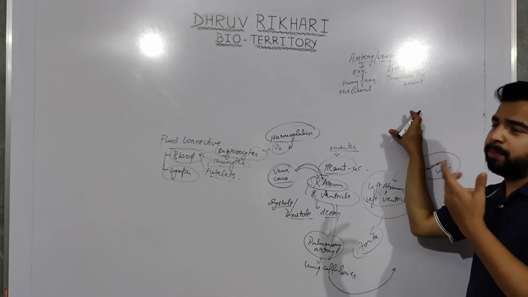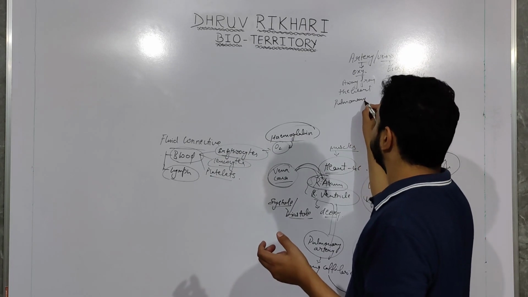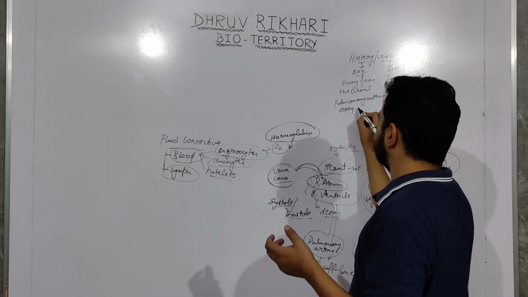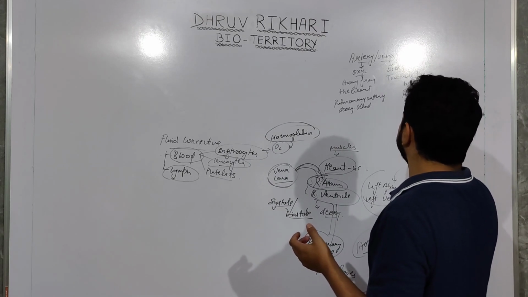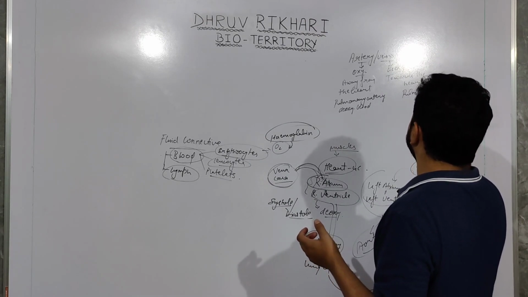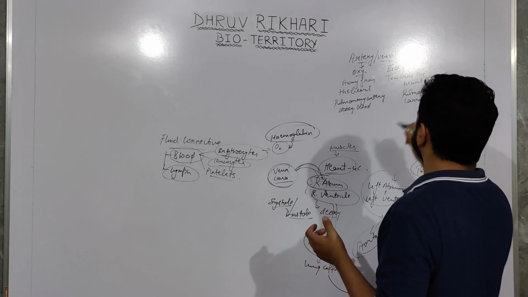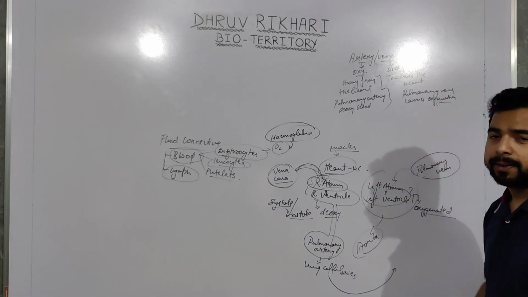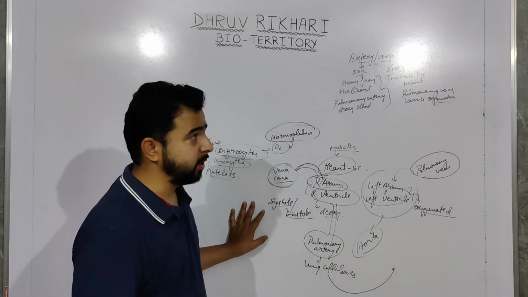Now there is one exception in both the cases. In arteries, the pulmonary artery carries deoxygenated blood, and in veins, the pulmonary veins carry oxygenated blood. So these are some differences between arteries and veins, and these differences are very important when you are studying about the double circulatory system, right?